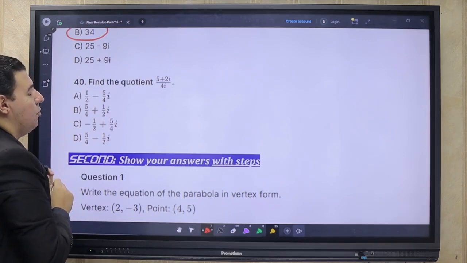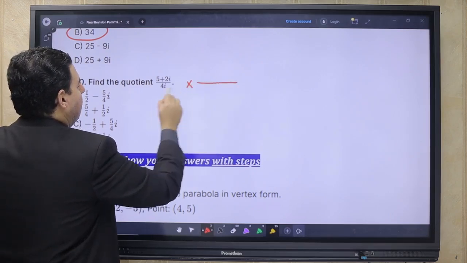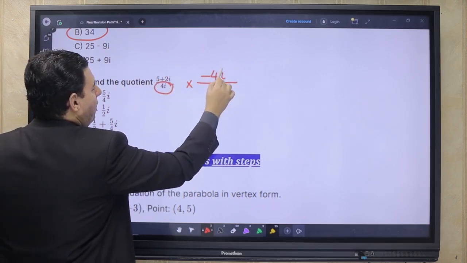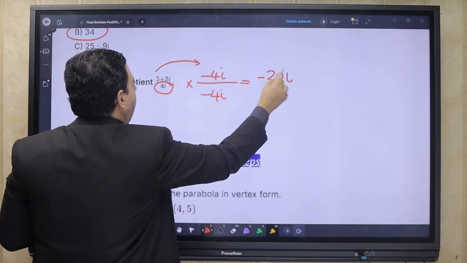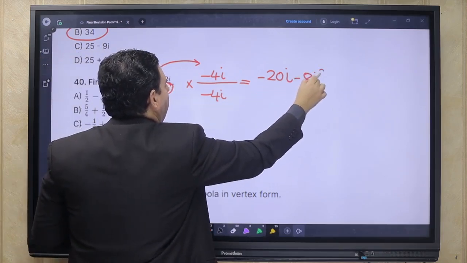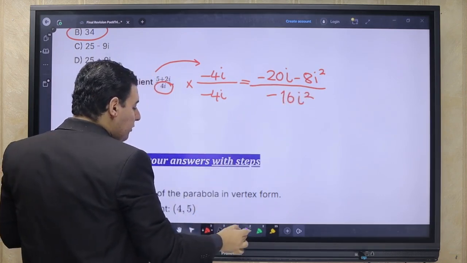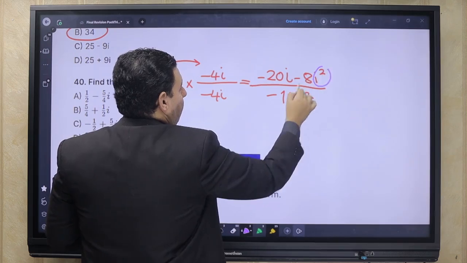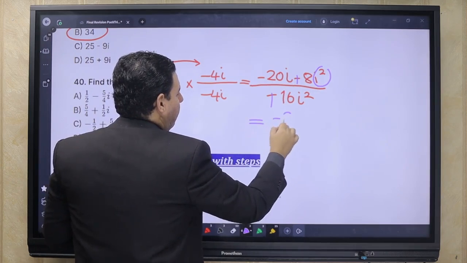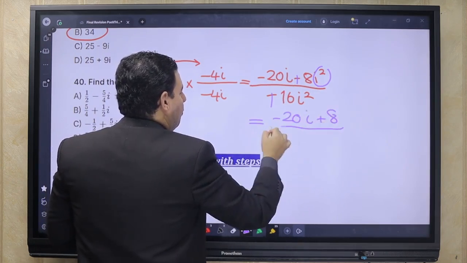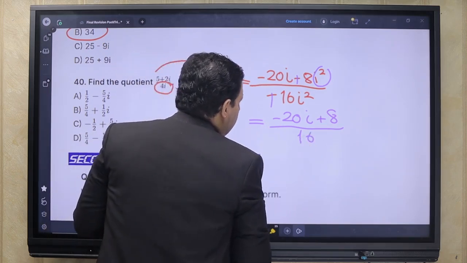Find the quotient, it means division. For 5 plus 2i over 5i, we multiply by the complex conjugate of the denominator, negative 4i up over negative 4i down. 5 times negative 4 equals negative 20i. 2i times negative 4 is negative 8i squared. And 4 times negative 4 is negative 16i squared. i squared equals negative, it will change into positive. So it will be negative 20i plus 8 over 16.